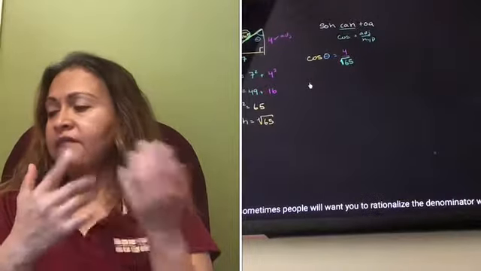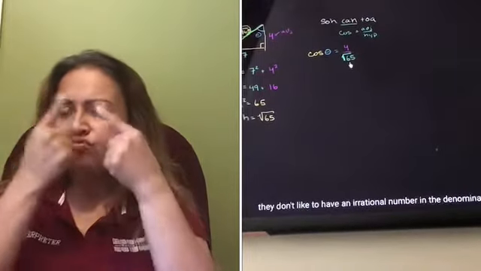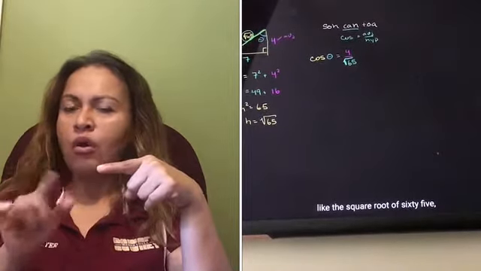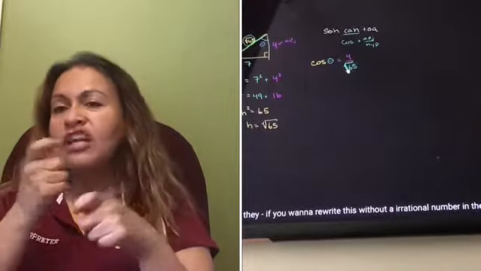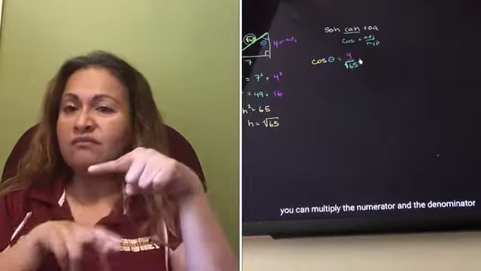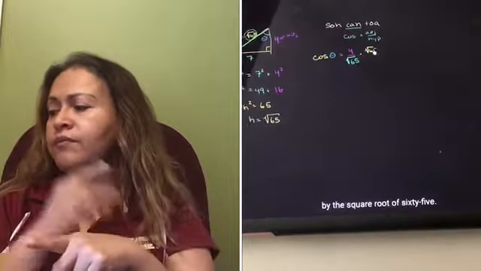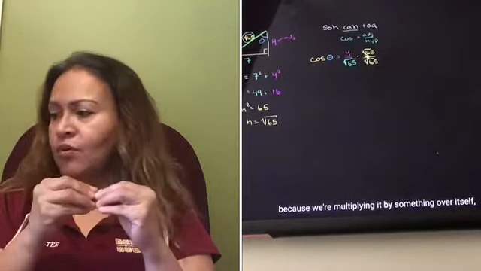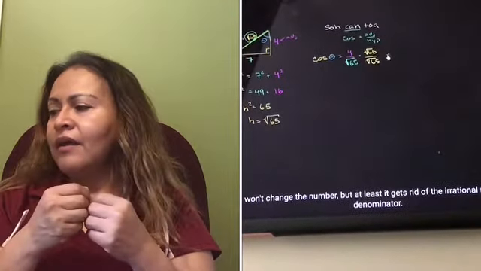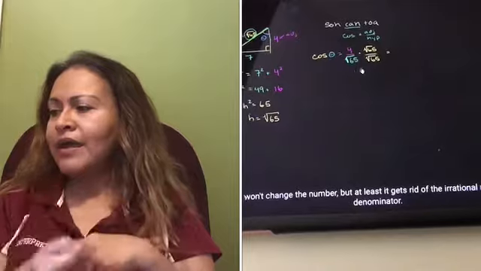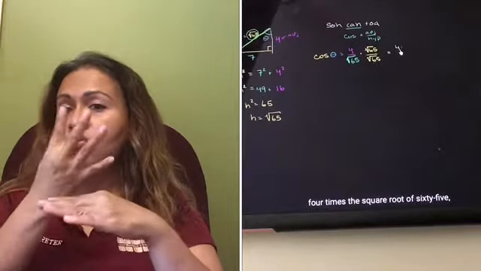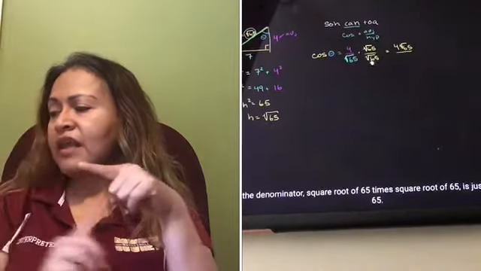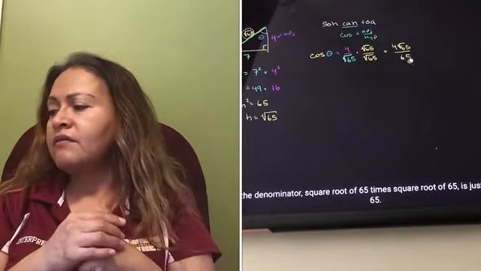And sometimes people will want you to rationalize the denominator, which means they don't like to have an irrational number in the denominator, like the square root of 65. If you want to rewrite this without an irrational number in the denominator, you can multiply the numerator and the denominator by the square root of 65. This clearly will not change the number because we're multiplying by something over itself, so we're multiplying the number by 1. That won't change the number, but at least it gets rid of the irrational number in the denominator. So the numerator becomes 4 times the square root of 65, and the denominator, square root of 65 times square root of 65, is just going to be 65.